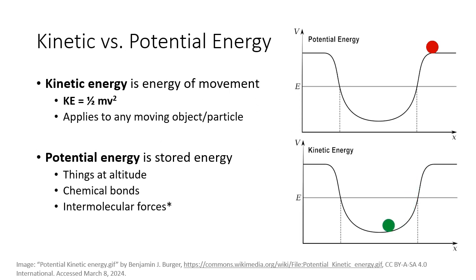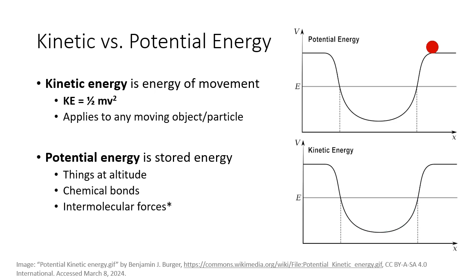We can put energy into two categories: kinetic and potential energy. Kinetic energy is the energy of movement. It applies to any moving object or particle. So we're talking electrons all the way up through planets. It is equal to 1/2 mass times velocity squared, so 1/2 mv squared. Heavier objects in motion have more kinetic energy than lighter objects in motion going at the same speed. Potential energy is stored energy.